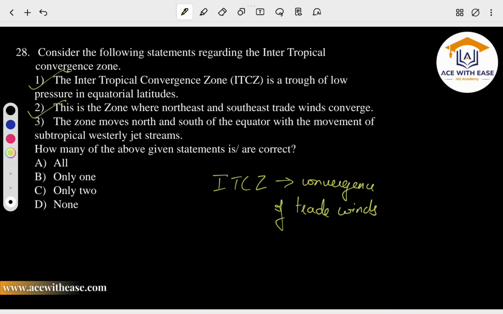The zone moves north and south of the equator with the movement of the subtropical westerly jet streams. Yes, this is due to the apparent movement of the sun. Wherever the vertical sun rays fall, there we usually have the ITCZ. So as the sun moves north or south, the jet stream also moves, and the intertropical convergence zone also moves. So all the statements here are correct.